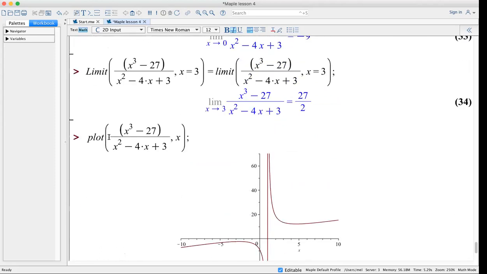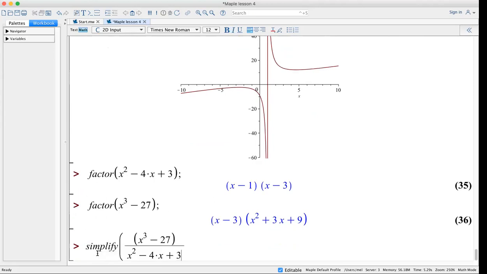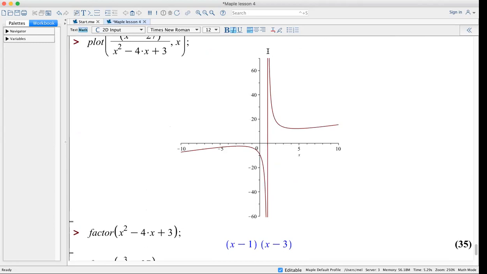Let's try something. There's a command in Maple called simplify. Let's see what happens if we try to simplify this. Fantastic. What Maple does with this command simplify, you never know what it's going to do, it's just something to try every now and then, is it factors the numerator and the denominator, it cancels the x minus 3's, so you get x squared plus 3x plus 9 divided by x minus 1. And now you can see exactly why you have a vertical asymptote at x equals 1, but a removable discontinuity at x equals 3.